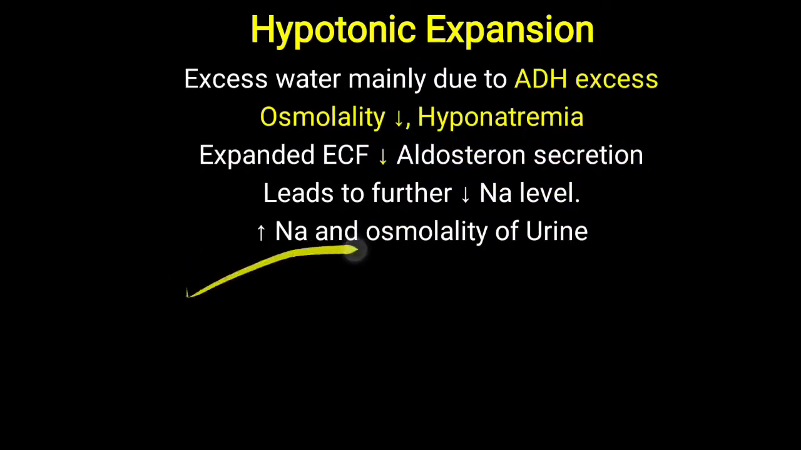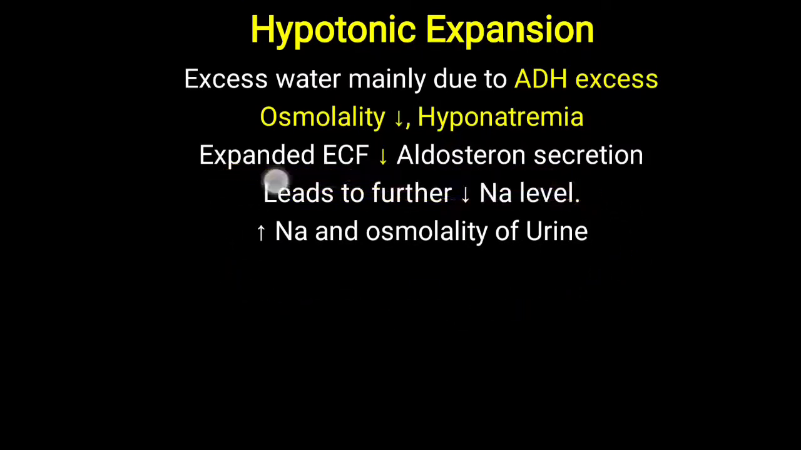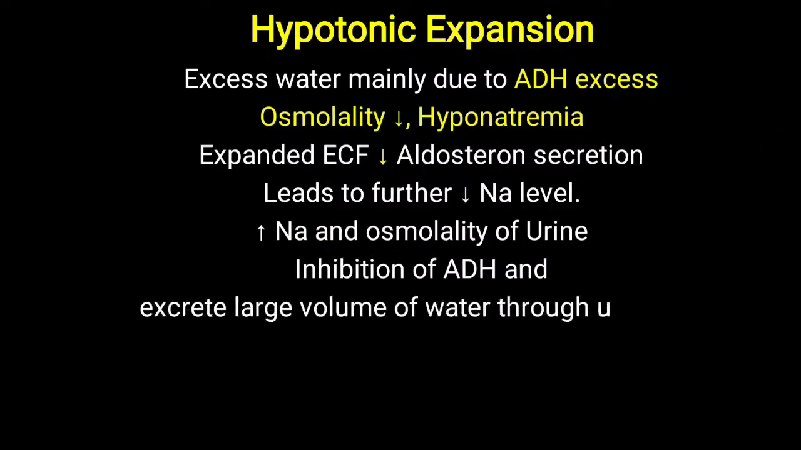So what is the main line of treatment? That is based on this sodium level. So we have to provide this sodium, but we have to remove the excessive amount of water from the body. But when excessive sodium is released in the urine, overall sodium content and osmolality of urine is increased. So inhibition of ADH and excretion of a large volume of water through the urine will improve the condition, and that is the main line of treatment for hypotonic expansion.